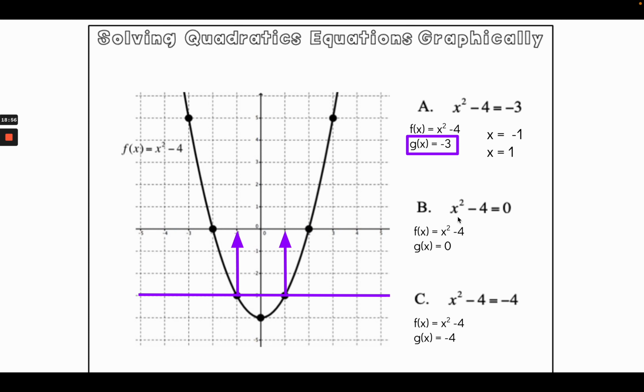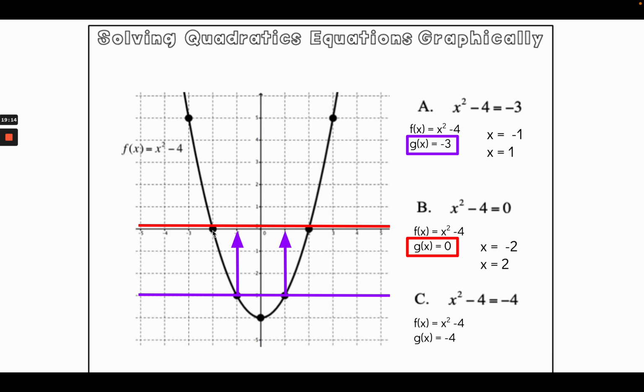Okay, let's go to B. B, we're graphing g of x equals 0. And I'm going to graph this right above the line. I'm going to use a second color. And I'm going to graph right above the line so that you can see where it hits. And it hits here at positive 2. And it hits here at negative 2.